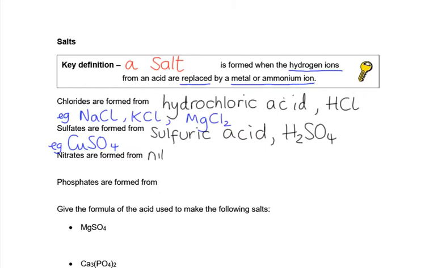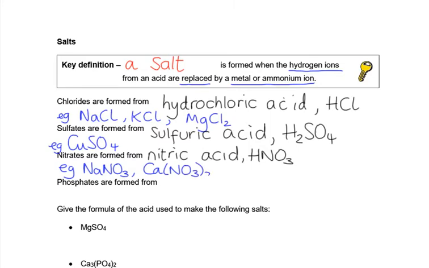Nitrates are formed from nitric acid, which is HNO3. So we could be looking at something like NaNO3, sodium nitrate, or if we had to do calcium, this is group 2, we'd need 2 nitrates.